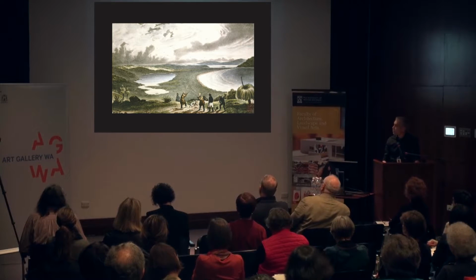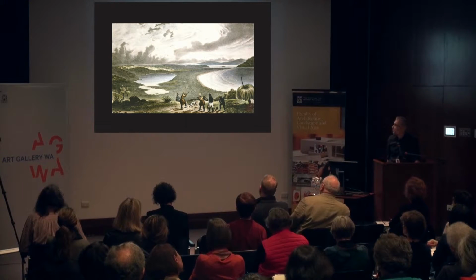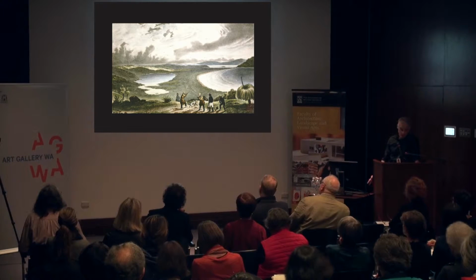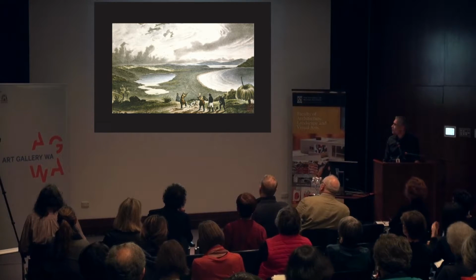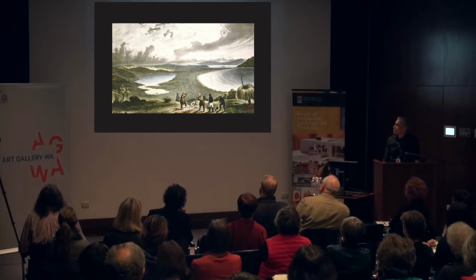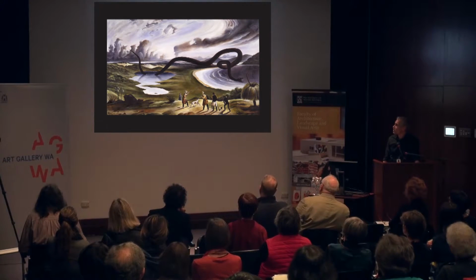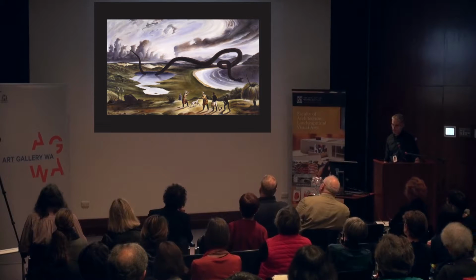This is a view of King George Sound by Louis de Sanson, in 1826. They're shooting at some birds. There's a hunting dog there, and this is an interpretation of that, showing the Woggle moving through the land and being shot.